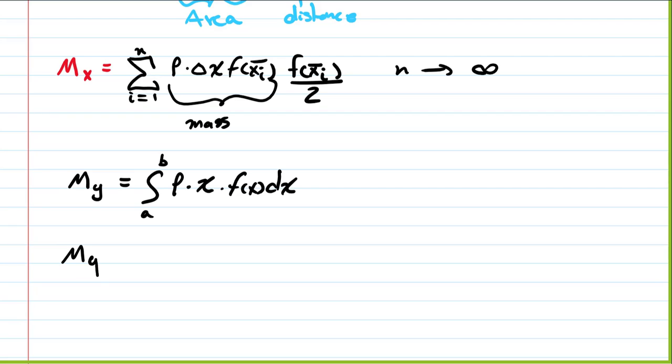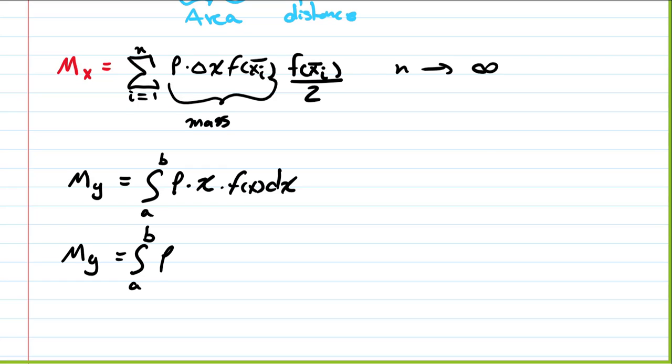And our m sub x, as n goes to infinity, is going to be the same thing, the integral from a to b of rho, but this time we have f of x sub i bar times f of x sub i bar, and we have a 1/2. So we're going to have rho over 2 times f of x sub i bar squared dx, right? So we have an f of x sub i bar and an f of x sub i bar, and that will be the integral equivalent of each of these.